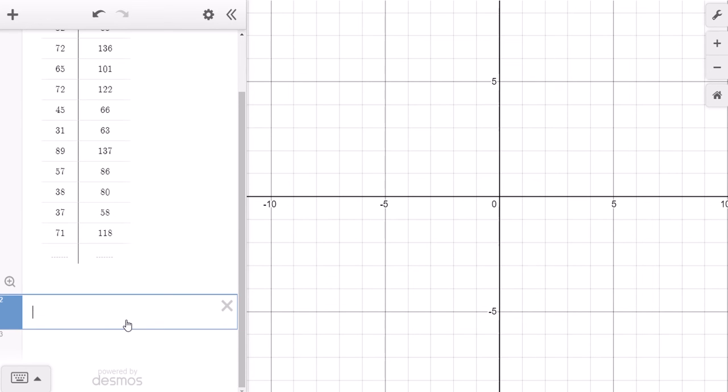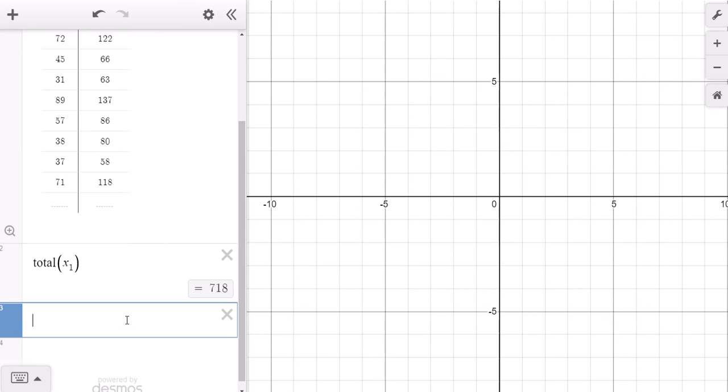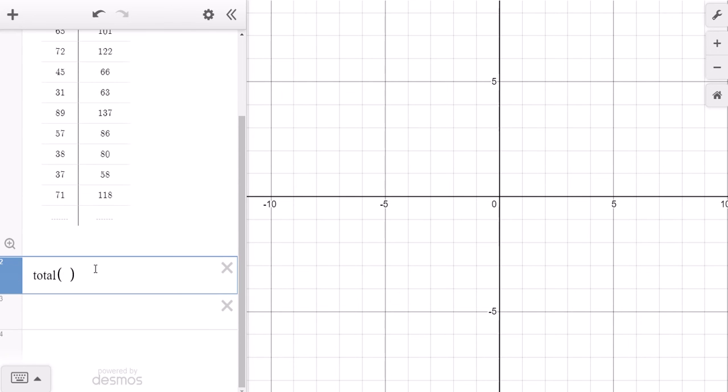So what we would do is just type the word total, T-O-T-A-L, and then in parentheses type the list that you want the total of. When I do that, you can see that my x values added up to 718, and I can just change this to y1 because I don't actually need this value anywhere else, and my y values add up to 1,202. So I'm sure that my data was entered correctly.